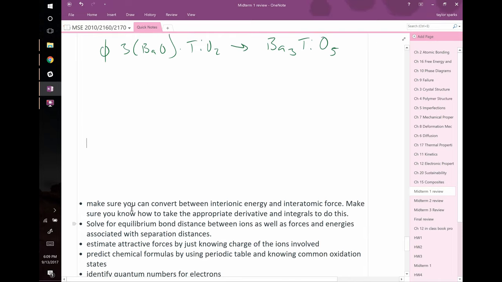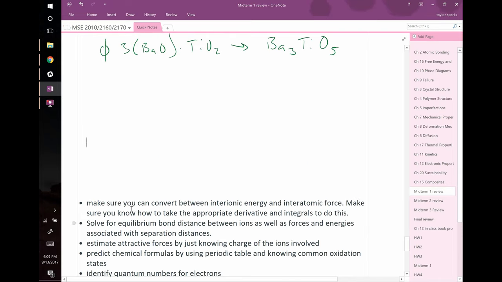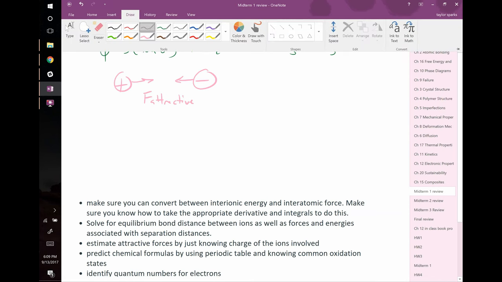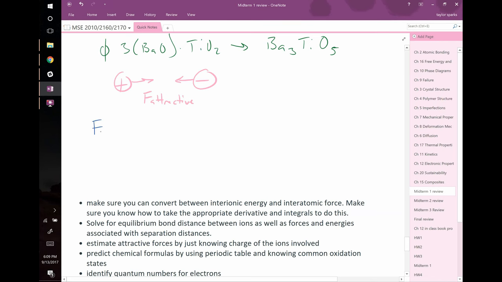So basically, if you have ions of opposite charge, they're attracted, right? You've got your positive, you've got your negative. These things experience an attractive force one towards another. How big is that attractive force? What is the expression that we learned in this class? F equals k Q1 Q2 over r squared.